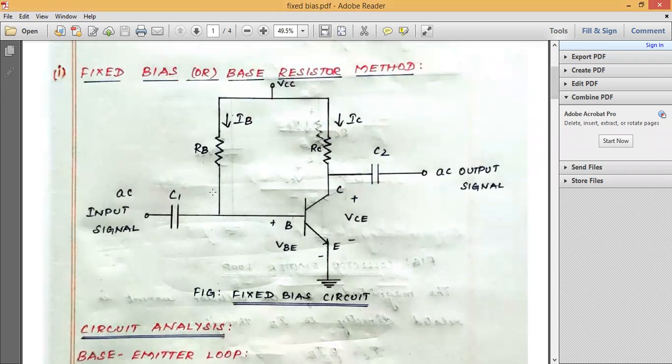method. So just observe the circuit for a while. We have an AC input signal which is given to the coupling capacitor C1. This coupling capacitor C1 is connected to the transistor. We have three terminals in the transistor: base, emitter and collector. And then we have the base resistor RB which is connected to the base, and IB is the current flowing through the resistance RB. And we have a resistance RC which is connected to the collector, and IC is the current flowing through the resistor RC. And in the output, we have the coupling capacitor C2 which is connected to the output signal. Now, the emitter is grounded here.